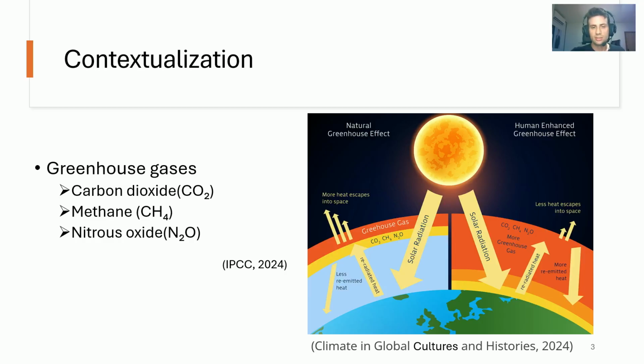Starting with the contextualization, methane is one of the three main greenhouse gases emitted by agricultural and livestock systems. The main characteristic of these gases is their ability to absorb solar radiation reflected by the Earth's surface and re-emit it into the atmosphere, contributing to global warming, which is characterized by the warming of the Earth's surface and sudden climate changes.